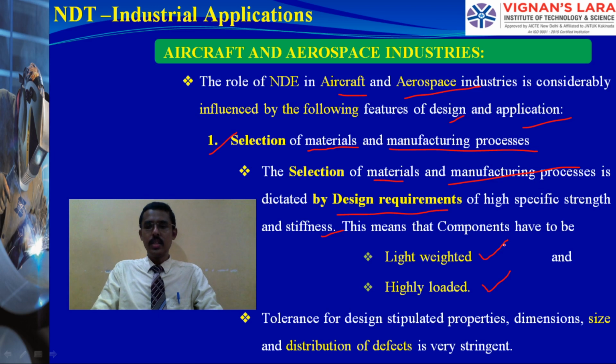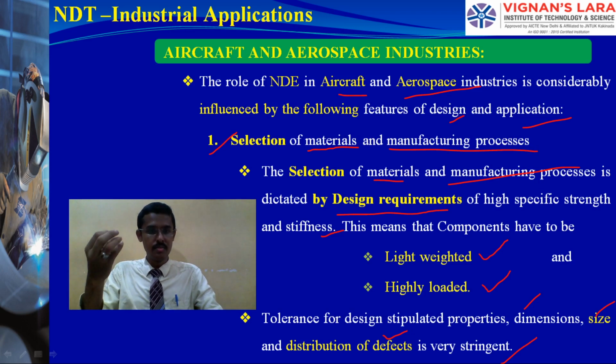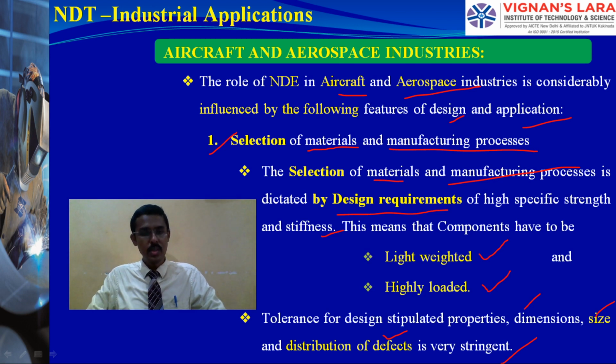Tolerance for design-stipulated properties, dimensions, size, and distribution of defects is very stringent. Differences in dimensions, size, and distribution of defects may happen during the manufacturing processes. So the NDT inspectors inspect, and then repair or replacement is done depending upon the requirement and the specification of the defects: permissible, non-permissible, and the permissible limits.